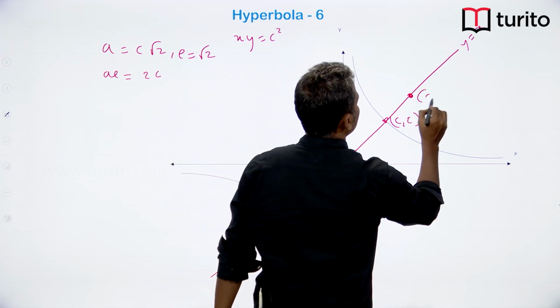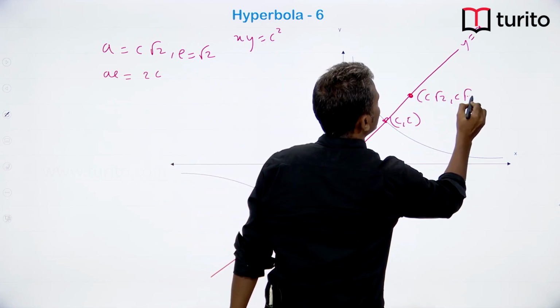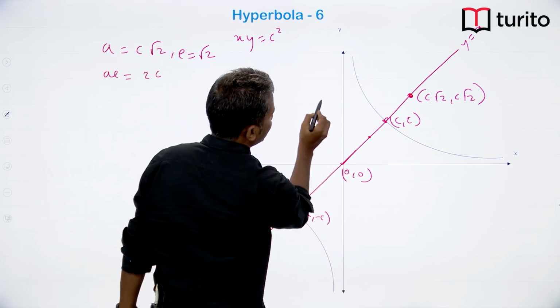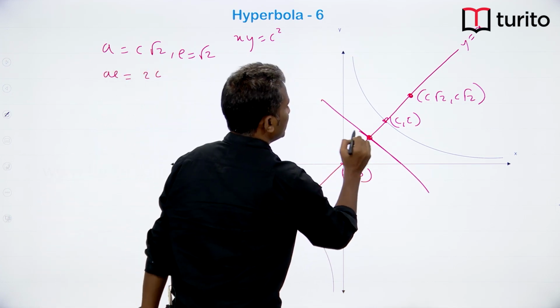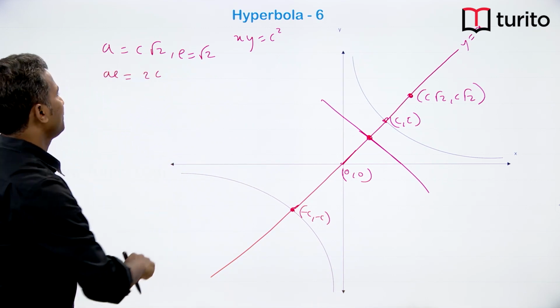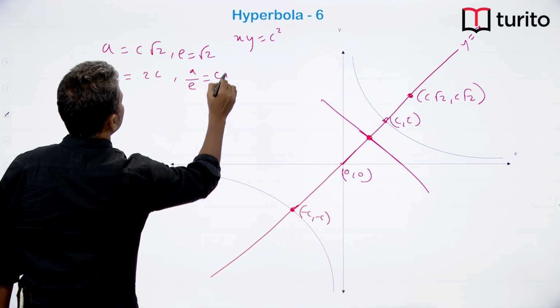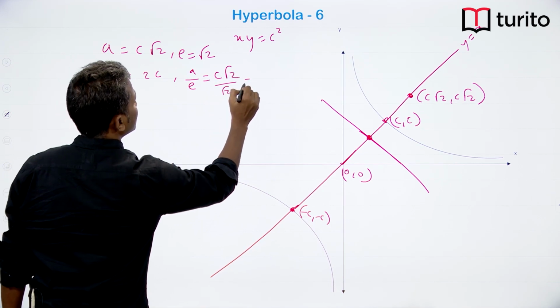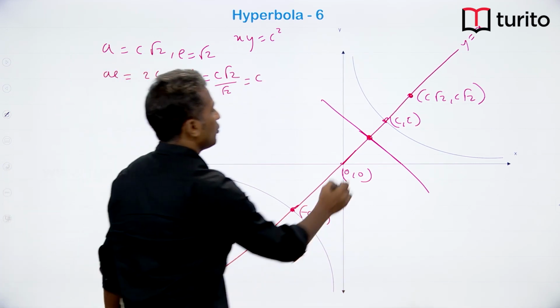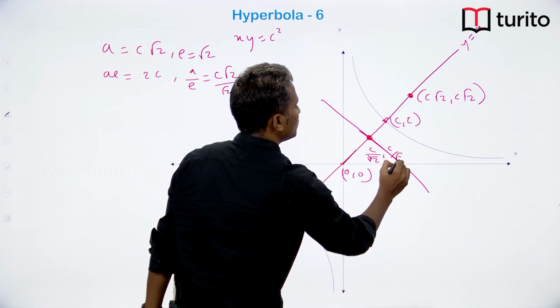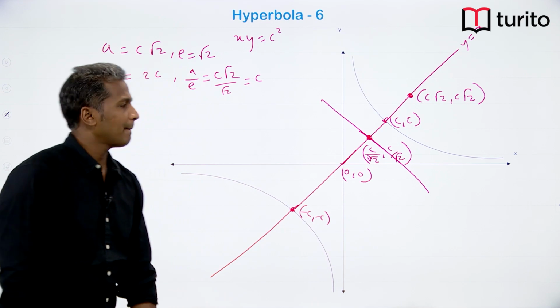So, this is going to be c root 2 comma c root 2. Similarly, we can also find the foot of the directrix. How do we do that? By applying the same idea, but here we need a by e. A by e is going to be c root 2 by root 2, which is same as c. So, this point will be c by root 2 comma c by root 2, right.